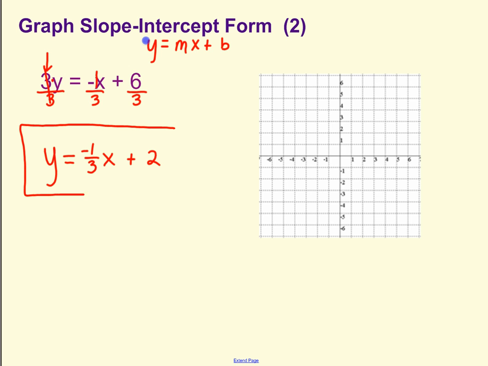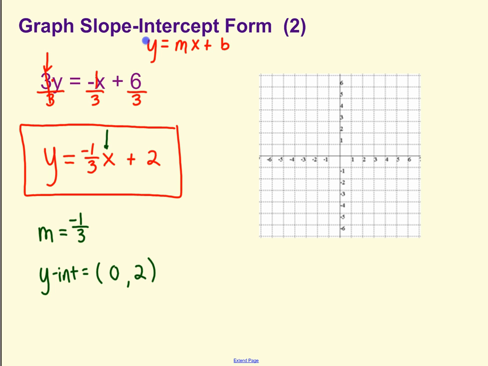This is slope-intercept form. The reason slope-intercept form is so nice to graph from is looking at the equation, you can identify the slope and you can identify the y-intercept. So, where is the slope? The slope will always be the number with the x. So we have a negative 1/3 in front of the x, so our slope is negative 1/3. The y-intercept will always be the number on the end. It's always plus or minus some number. So our y-intercept, the x is a 0, and the y is a 2 because it's a y-intercept.